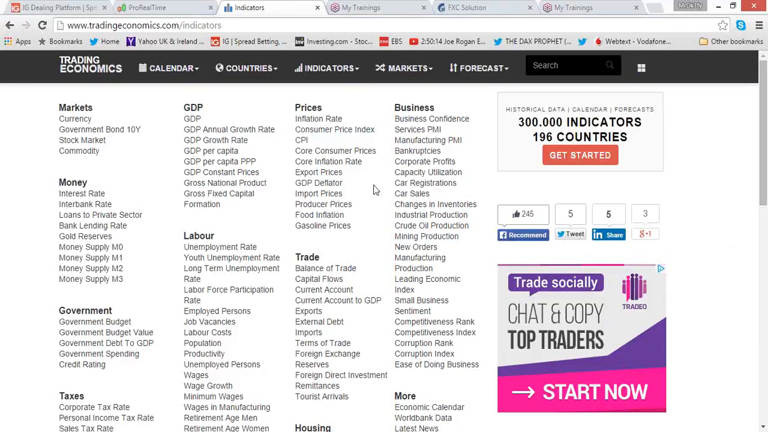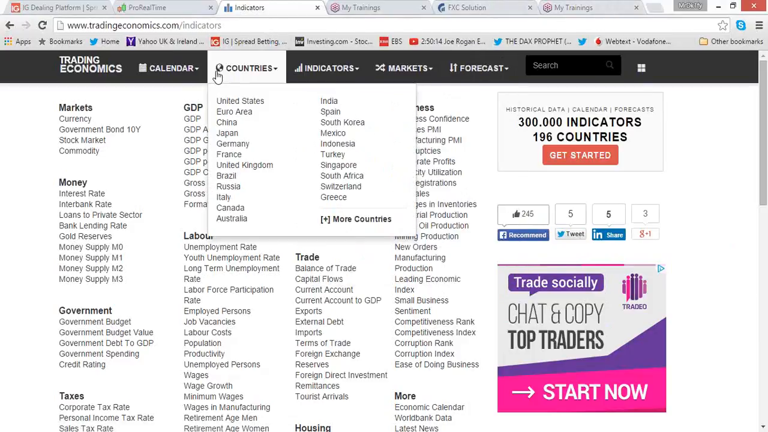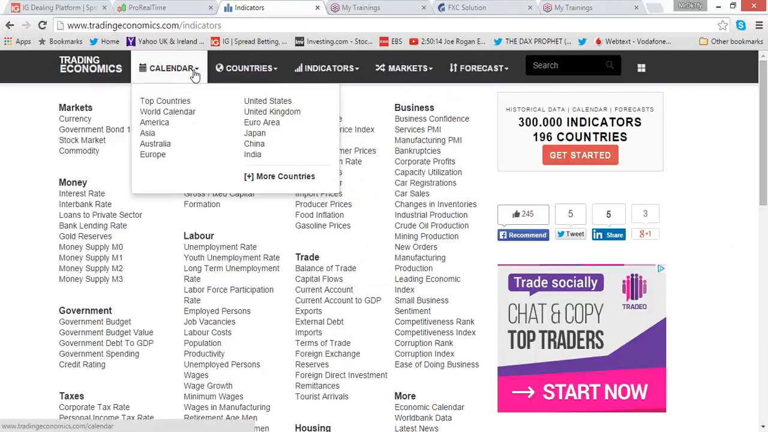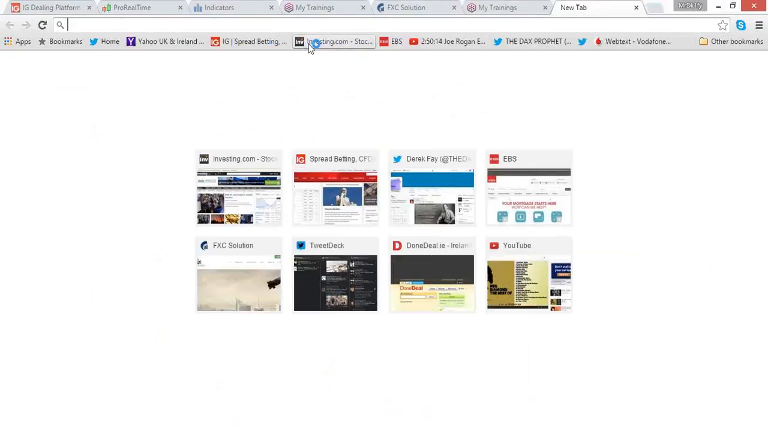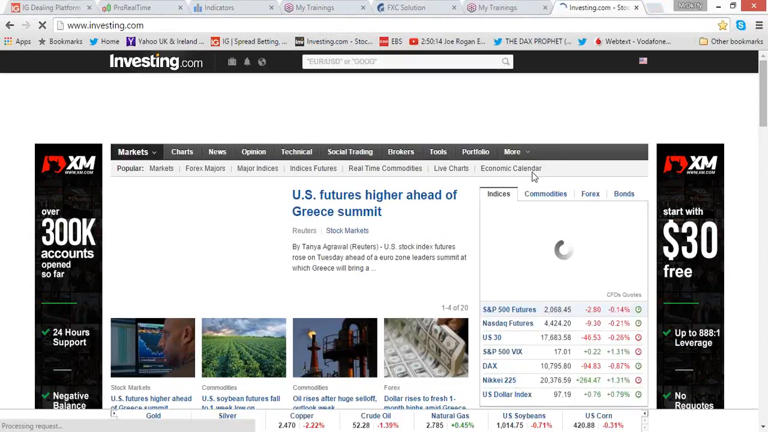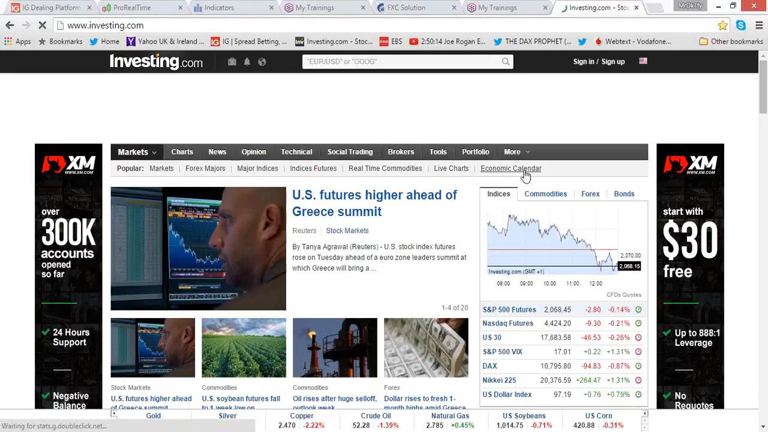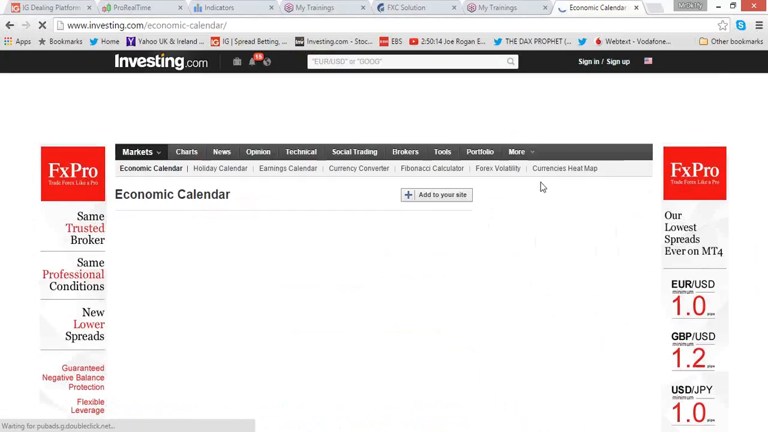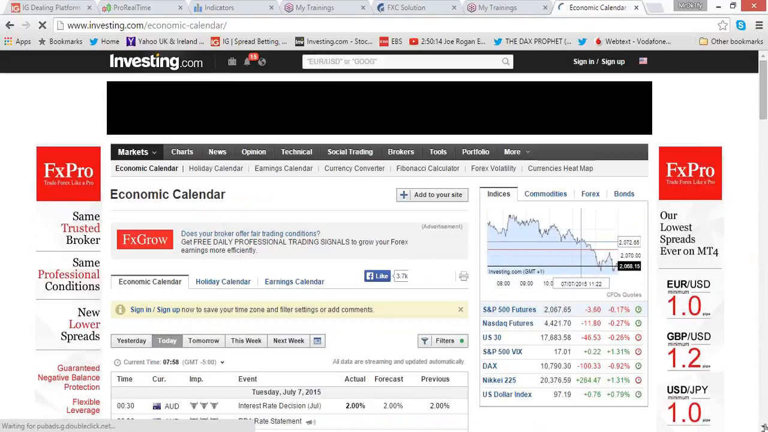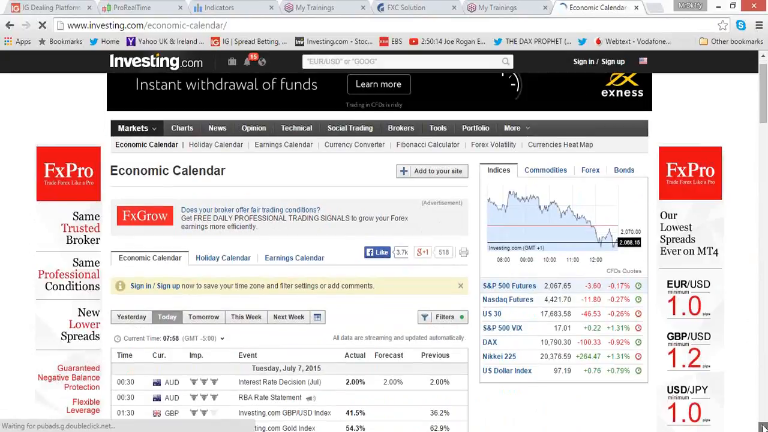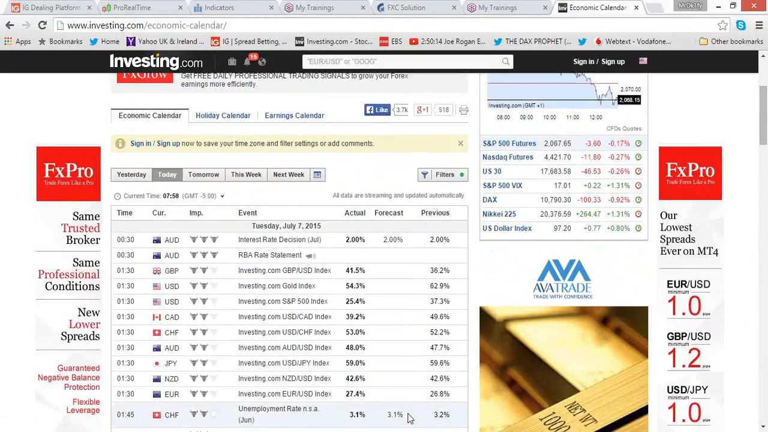Okay, so always look back to your economic calendar to gain this information. So we can get our economic calendar on various websites. You have your economic calendar on tradingeconomics.com, or else you can go back to your investing.com. It's the same calendar, just to show you that different websites are useful for different things. Okay, the economic calendar here today will be exactly the same as the one on the previous website there.